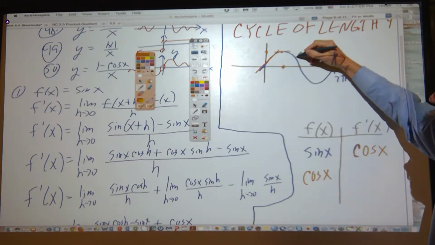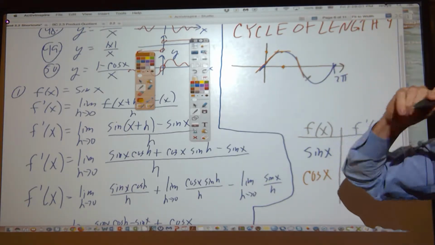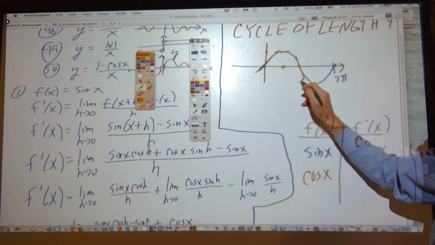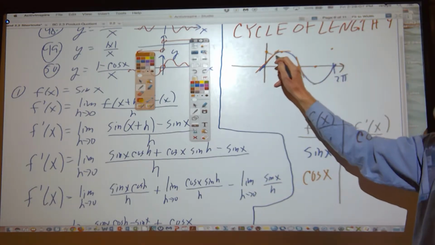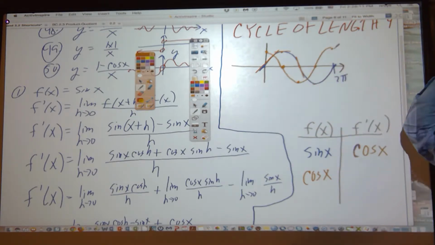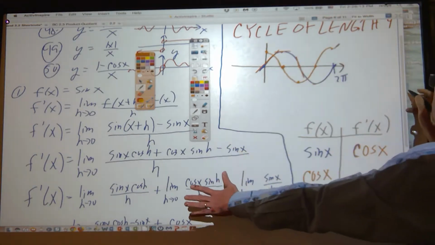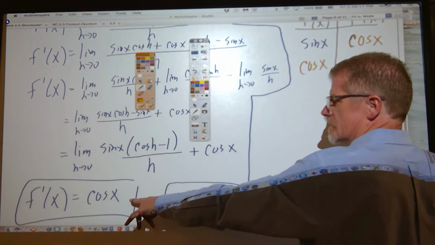The sine of pi is 0. What does it look like the slope of the tangent line at 0 is? Negative 1. So it goes 1, 0, negative 1, 0, 1. Sure enough. Those are values that are consistent with the graph of cosine x. We just proved, with great care and effort, that the derivative of sine x is cosine x.